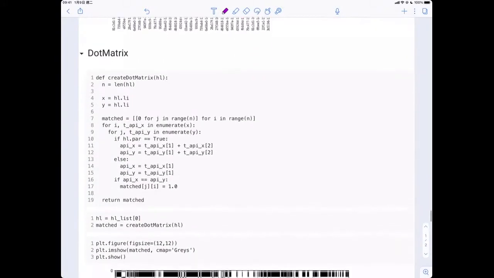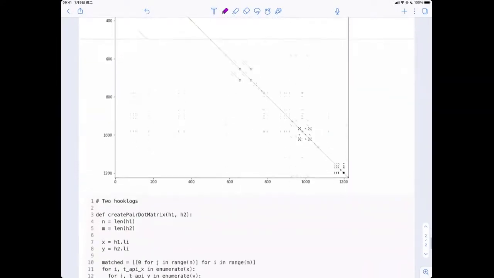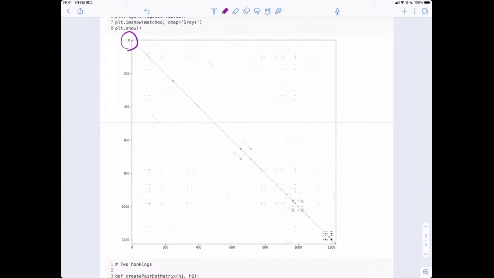So next one is dot matrix. We skip this graph. Let's take a look at this one, which is easier for you to understand. You have to notice that the origin point is right here.